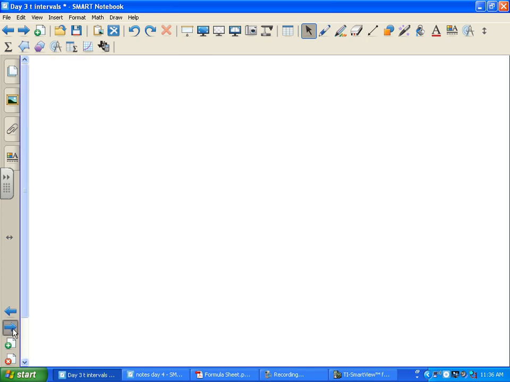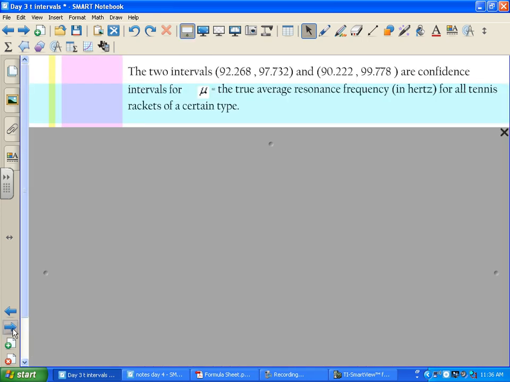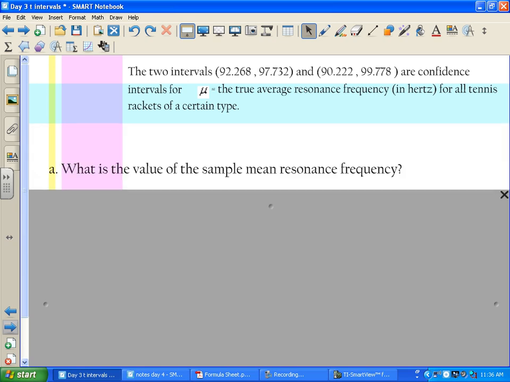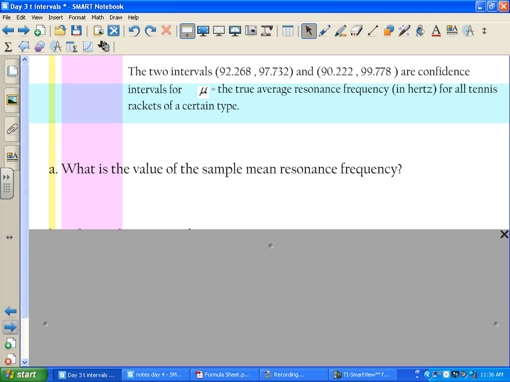All right. Two intervals: 92.268 to 97.732, and the other interval is 90.222 to 99.778. That's for the true average resonant frequency in hertz for all tennis rackets of a certain type. Okay? So, first question. What is the value of the sample mean resonant frequency?